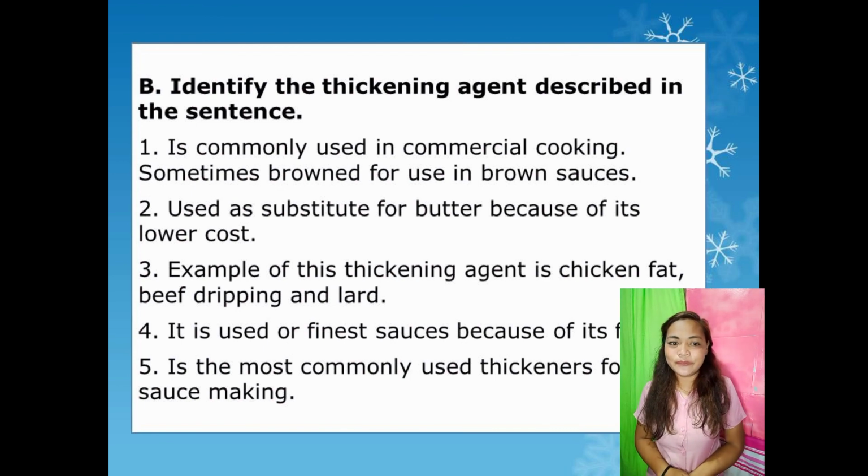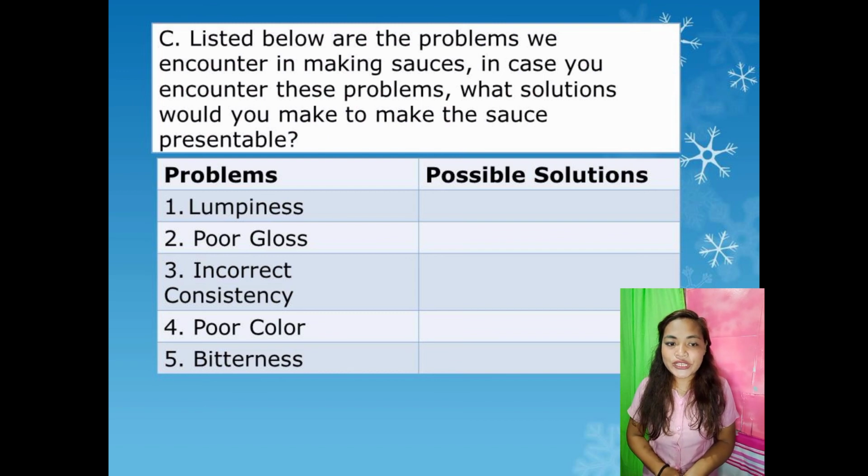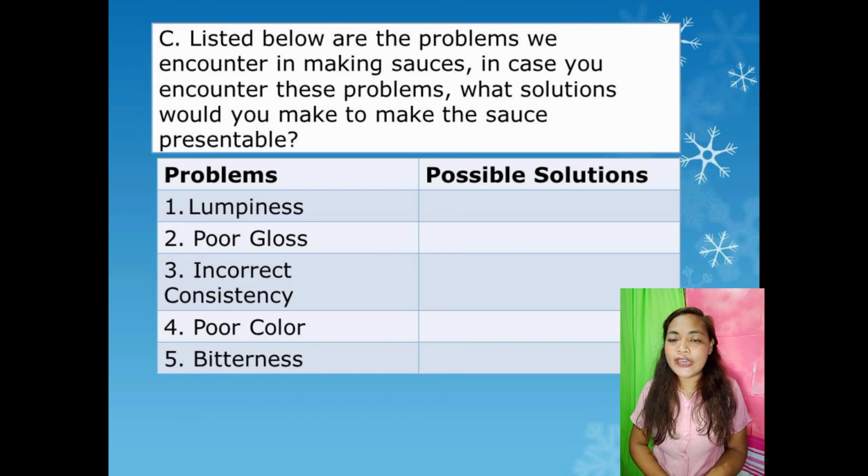And letter C, listed below are the problems we encounter in making sauces. In case you encounter these problems, what solutions would you make to make the sauce presentable? So these are the problems: lumpiness, poor gloss, incorrect consistency, poor color, and bitterness.